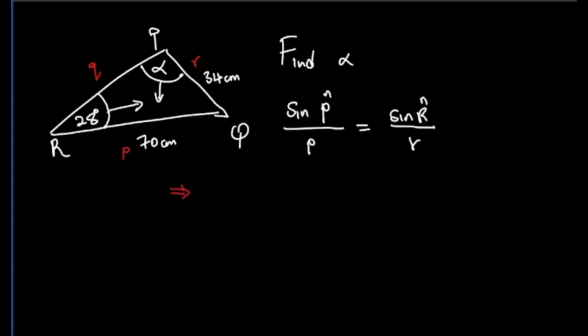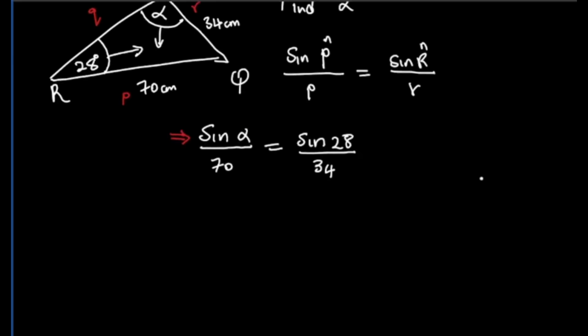Okay. So when we substitute, on top we're going to say this is the sine of p, which is the sine of alpha, what we are looking for, divided by the small p, it's 70 centimeter. Equate this to the sine of that angle r, which is 28, then the small r is 34. I think now you know what we need to do next. Né? Cross multiply.